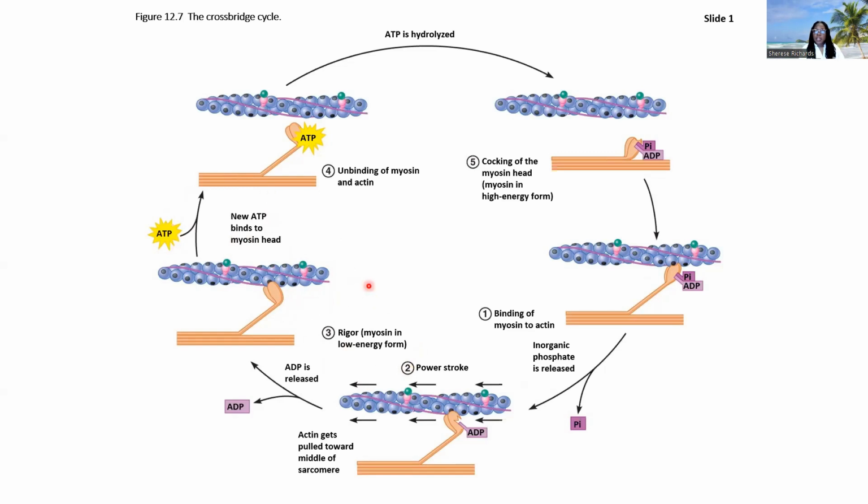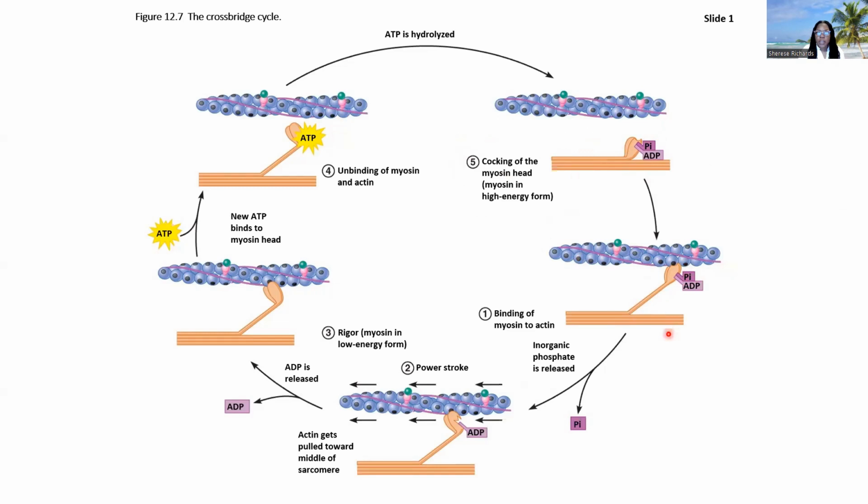Rigor is when myosin is stuck in the low energy form and it is waiting for a new ATP to come in so that it can release and then it can hydrolyze that and go back to the high energy form. So here that happens, ATP comes in, myosin and actin are unattracted to each other. And then we have the cocking of the myosin head, the hydrolyzing of that new ATP, which is returning it to the high energy form. And then now it's going to reach out and make contact with actin. And we're going to start this process again and again in order to shorten the sarcomere and bring about muscle contraction.